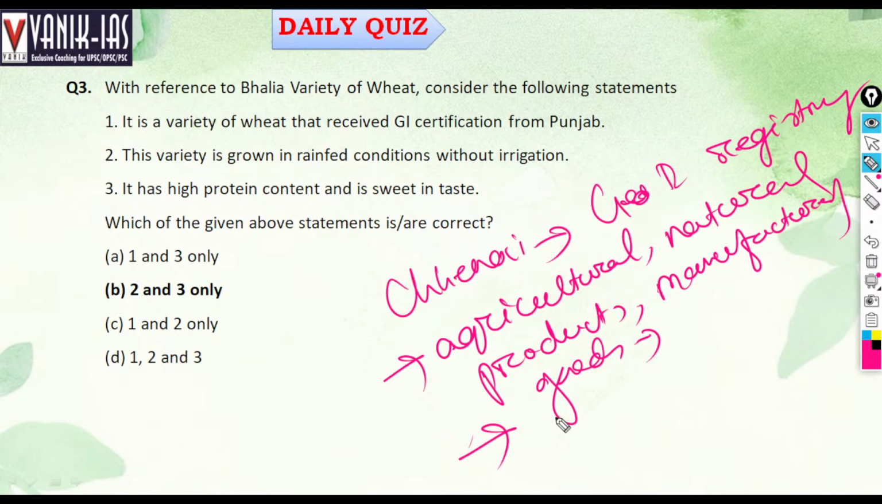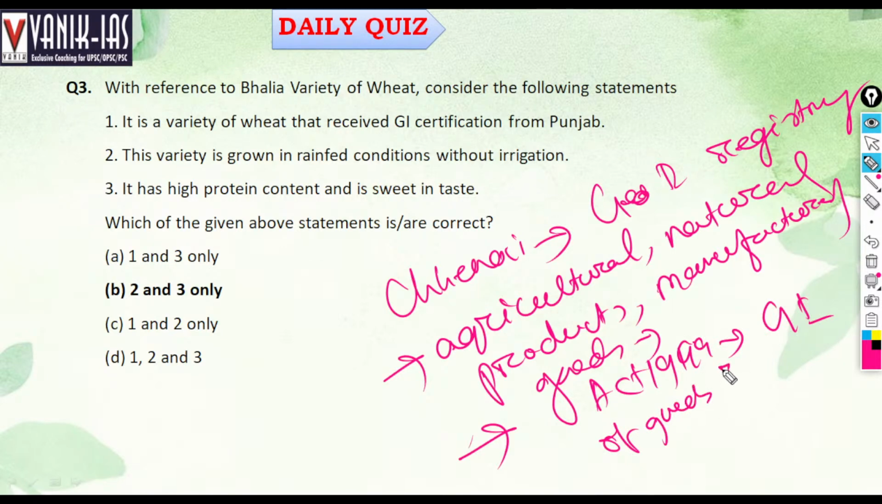The Geographical Indication of Goods Registration and Protection Act, 1999. That is the Act of 1999, the Geographical Indication of Goods (Registration and Protection) Act.